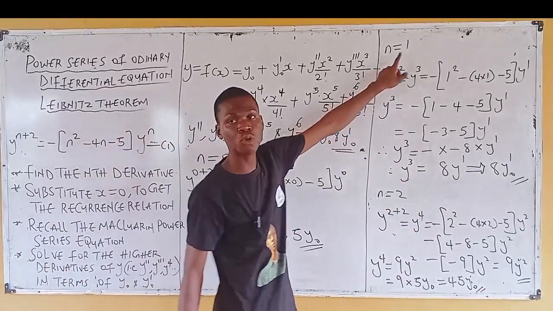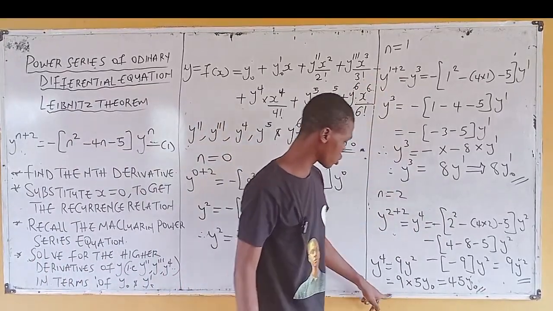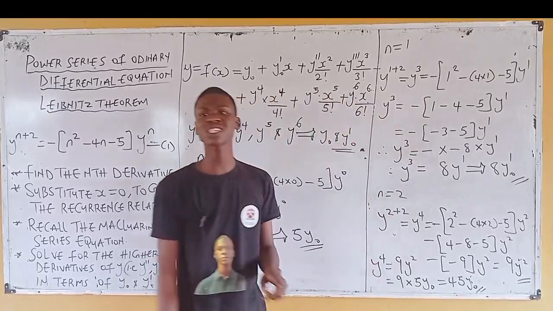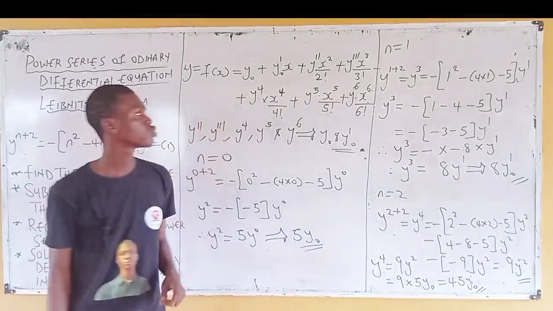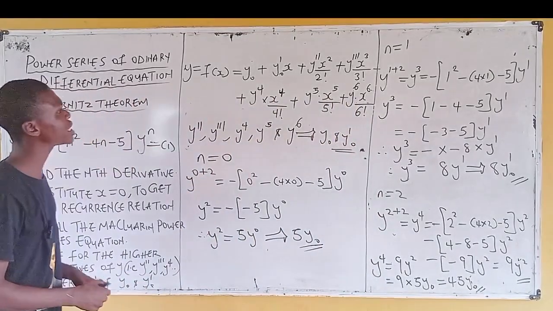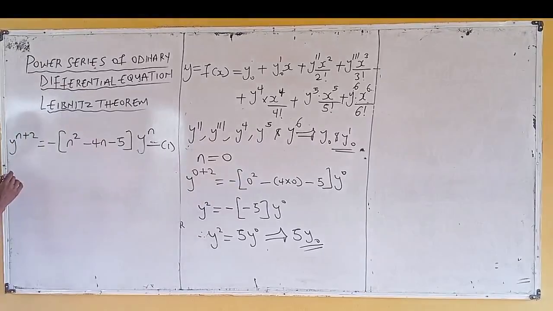We solve for when n equals 1, we got y to the power of 3. When n equals 2, we got y to the power of 4. But the question says to stop at the 6th power of x, meaning y to the power of 6. So let's substitute n equals 3 and n equals 4.